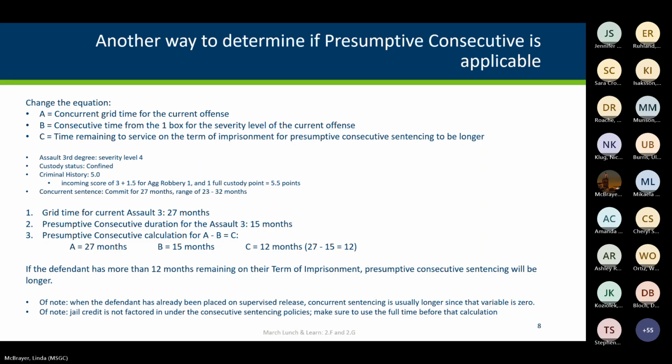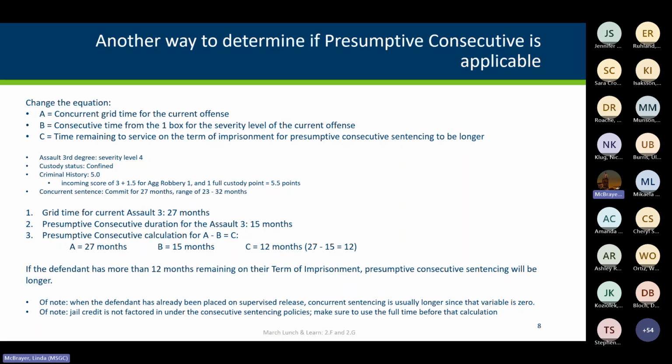And so whenever we're doing presumptive consecutive sentencing, we always recommend that you give us a call so that we can talk to you about the real numbers that we have. But this is what we're going to be looking for. We're going to want to know what the time remaining is on their term of imprisonment when they come up for sentencing, so that we can walk through and help you determine if that is appropriate. Because if it's not, it's a straight concurrent sentence, concurrent to the sentence they were sitting in prison for.